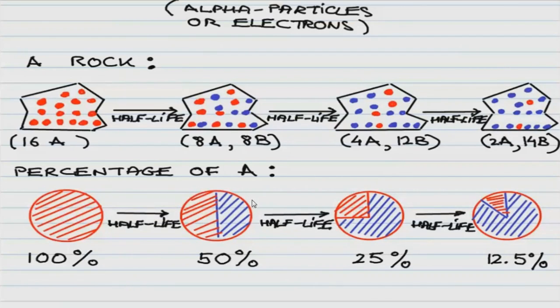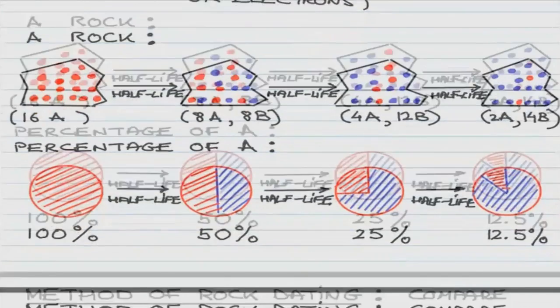Then, after another half-life, half of these remaining parent nuclei will transform into daughter nuclei. So now I'll have only a quarter, half of this amount here, of parent nuclei present, right? And after another half-life, half of the parent nuclei present here will transform into daughter nuclei, right? So I'll end up with 12.5% of the original number. I'll ask you to think about what the percentage of the parent nuclei is after 4 half-lives. And I'm sure you can guess what the answer is.